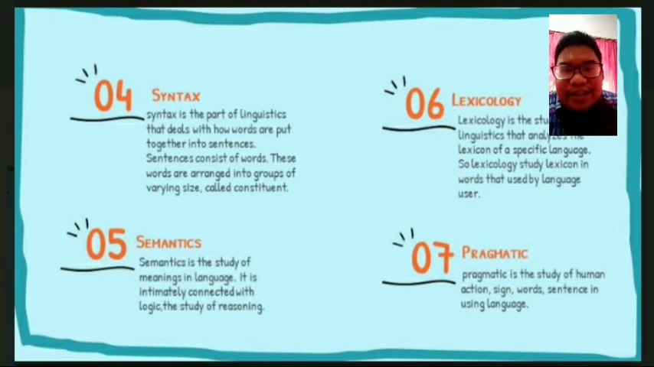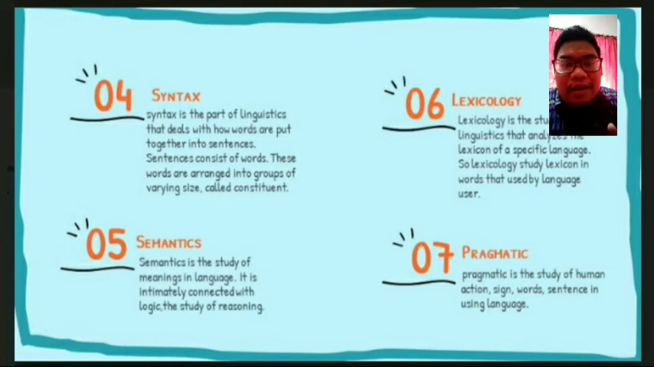The sixth subfield is lexicology. Lexicology is the study of linguistics that analyzes the lexicon of a specific language. So, lexicology studies the lexicon to work on words that are used by language users. This number 7 is pragmatics. Pragmatics is the study of human action, signs, words, and sentences in using language. These are the subfields of linguistics, but this is just the micro subfield of linguistics.